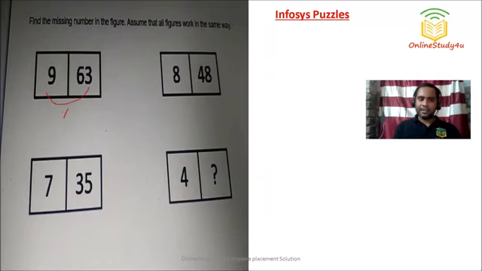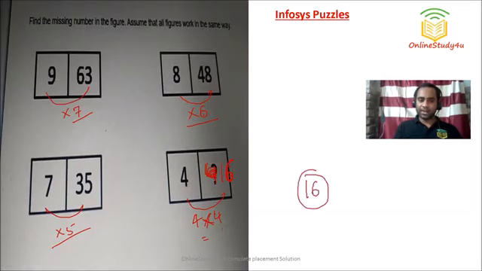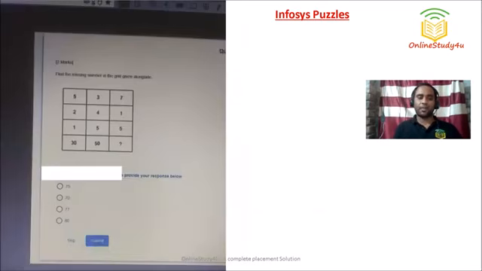Nothing great is there. 9 into 7 will be what? 63. 8 into 6 will be what? 48. 7 into 5 will be what? 35. And definitely, into 7, into 6, into 5, now it will be into 4. So 4 into 4 will be what? Definitely it will be 16 here, right? See, 9, 7 63, 8, 6 48, 7, 5 35. So here it will be into 4. So 4 into 4 will be 16. And our answer will be what here? This missing number will be 16. 16 will be the correct answer for this particular problem.